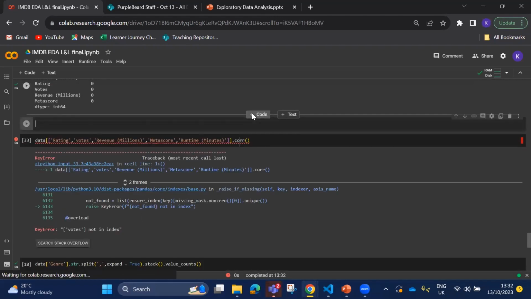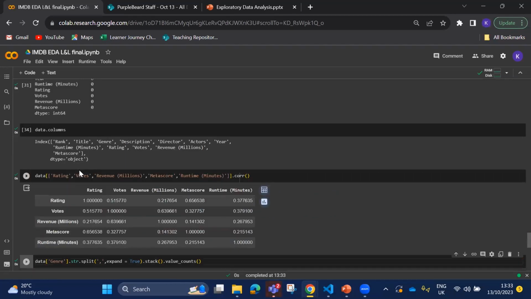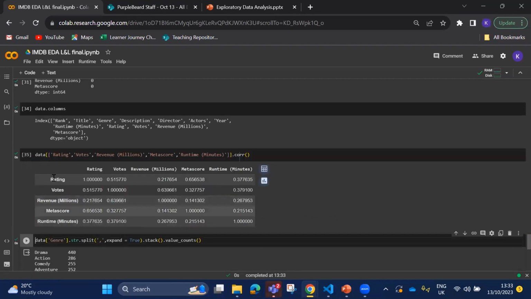So what is the name? Columns. Oh, B is capital. Right. Okay. So I have some correlation numbers with the permutation of these groups that we can make. We are interested in the revenue bit. So revenue with rating is 0.21.